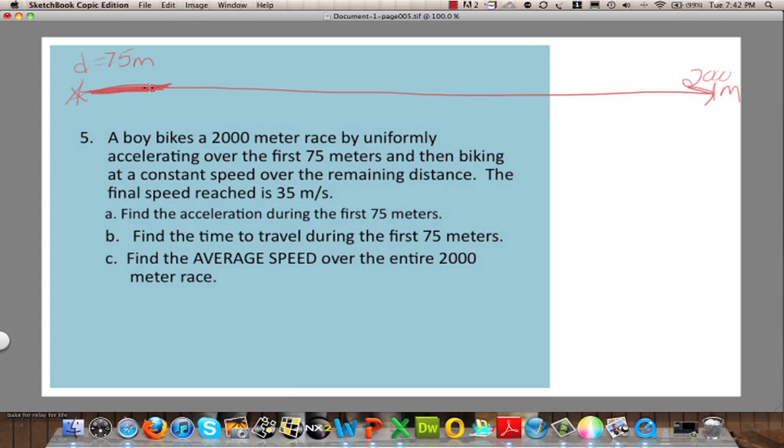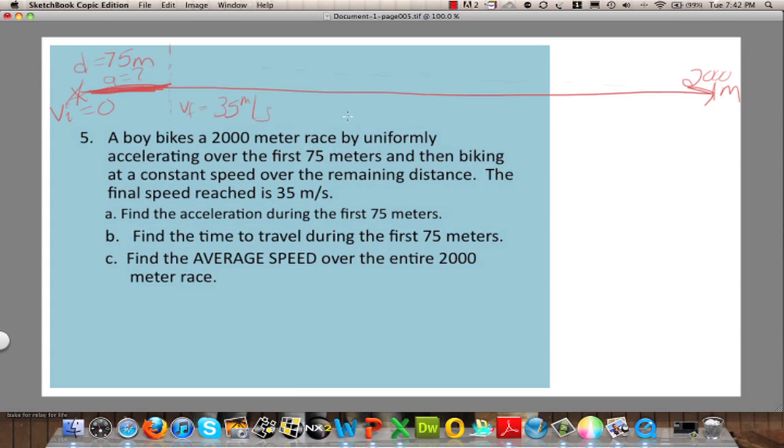What else do I know? I know my initial velocity. When you start a race, you start from rest, so that's 0. I also know that my final velocity, reached right after this point, is 35 meters per second. And that's the constant velocity used all the way through the rest of the race. So it's just accelerating for that very little bit. We want to know what the acceleration is, and we want to know the time it took to do that.